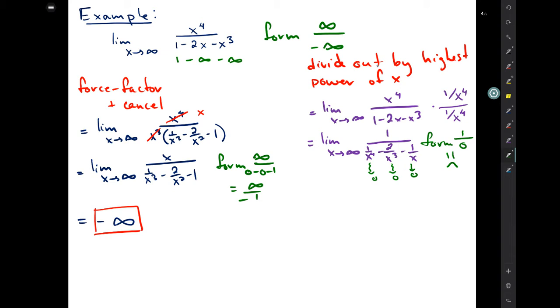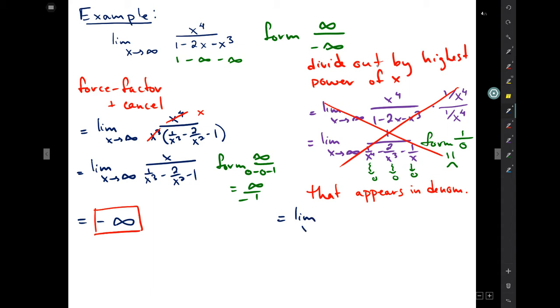So I do want to divide out by the highest power of x, but I want to divide out by the highest power of x that appears in the denominator. So I don't just want to divide out by the highest power of x overall. I want to divide out by the highest power of x that appears in the denominator. And this is what this looks like. So the highest power of x in the denominator is x cubed.